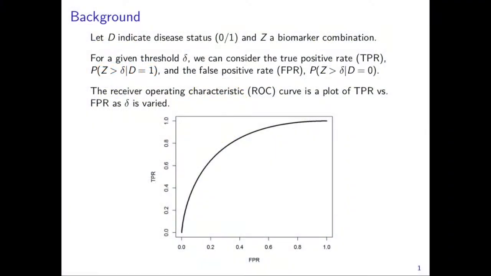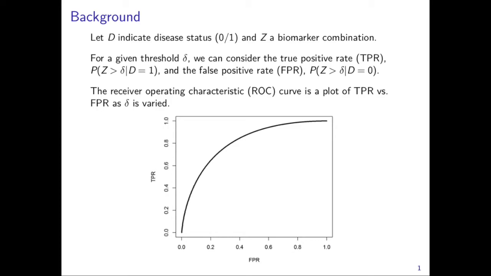All right, Allison, I see that we have a really cool, colorful plot on slide 7. What do we need to know to get there? Great, thank you. I'll first discuss some terminology and abbreviations that are used in this area. So if we think of D as disease status, so 0 for people that don't have a disease and 1 if they do, and Z is a given biomarker combination, then we can define the true and false positive rate for a given threshold, which I call delta here.